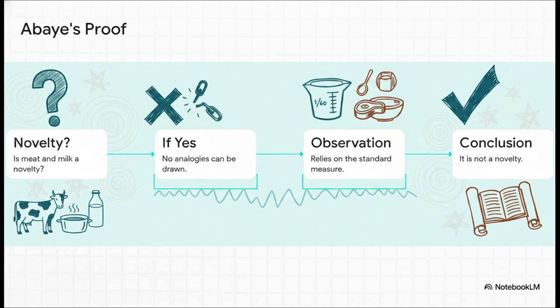So, step 4. Therefore, Abaya concludes meat and milk is actually not a novelty at all. It follows standard principles. And because it's a standard template, we can confidently declare that the rule of imparting flavor is a universal Torah law applying to all foods.